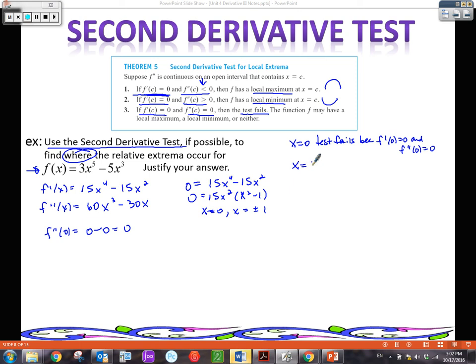Alright, so let's look at x equals 1. We'll go over here and find the second derivative value at 1. Let's see, what do we get? We get 60 minus 30, or 30. Okay, so we get positive.